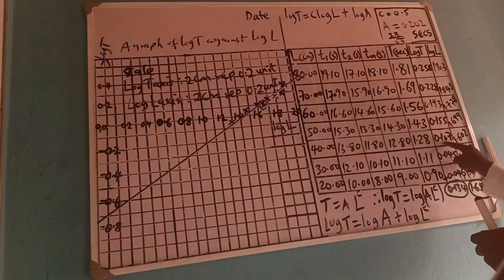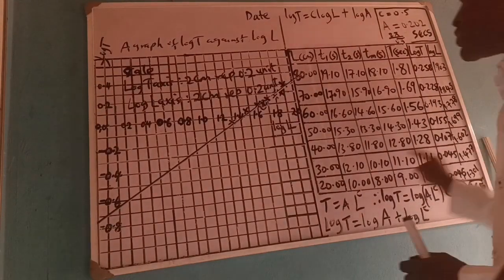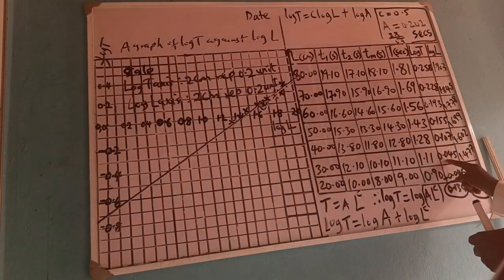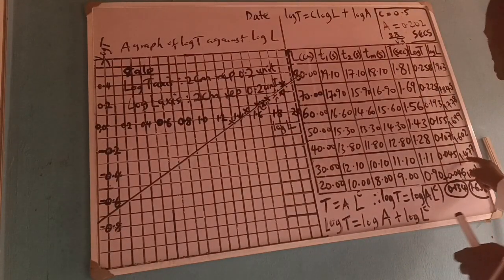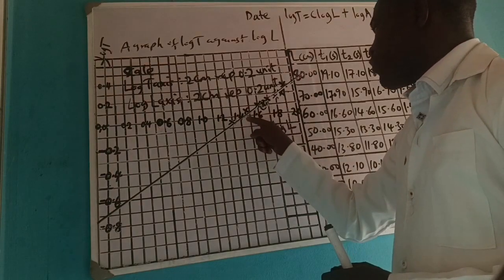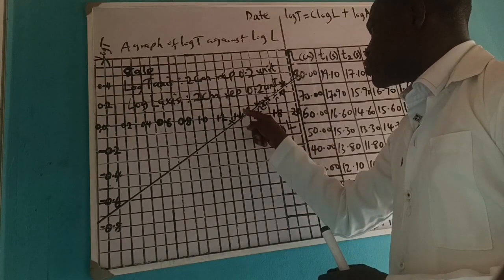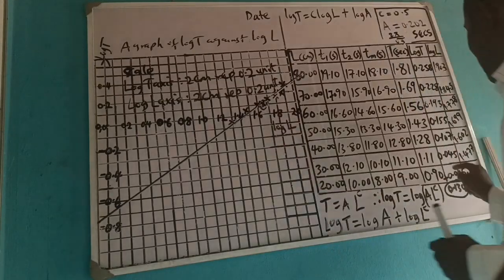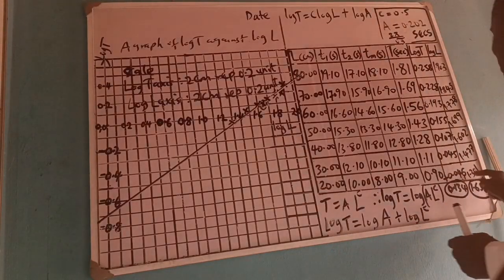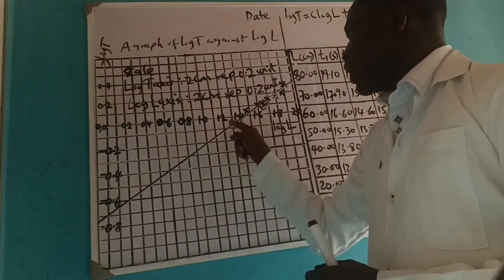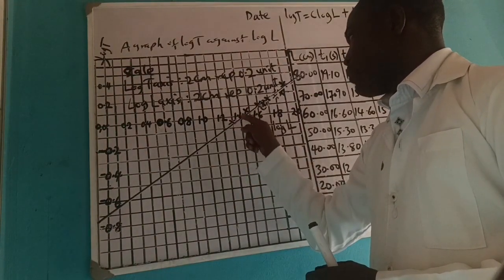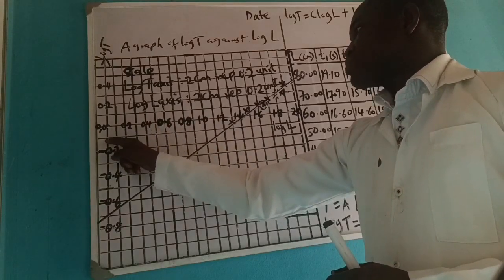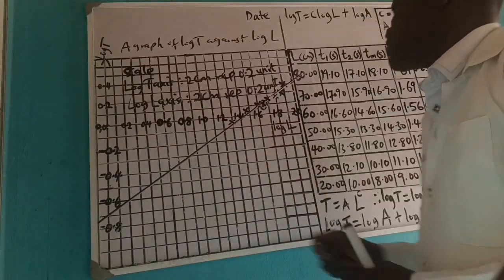Then 0.1 against what? 1.6. 0.045 against what? 1.48. That is in between 0.1 and 0. You have it. Then minus 0.0046 against 1.3. Look at 1.2, 1.4. So 1.3 is here, and in between 0 and 0.1, you have this.